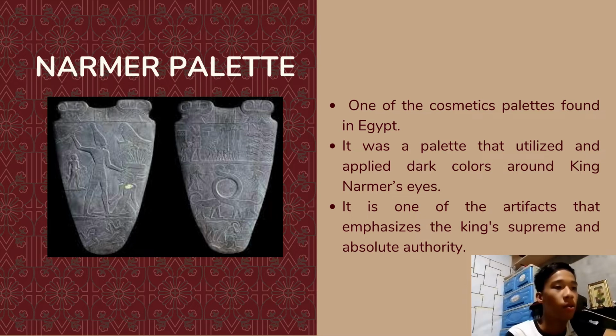Narmer palette, one of the cosmetics palettes found in Egypt. It was a palette utilized to apply dark colors to King Narmer's eyes. The palette was also a symbol that commemorates the unification of Upper and Lower Egypt. The unification was significant because it marked the beginning of their civilization.